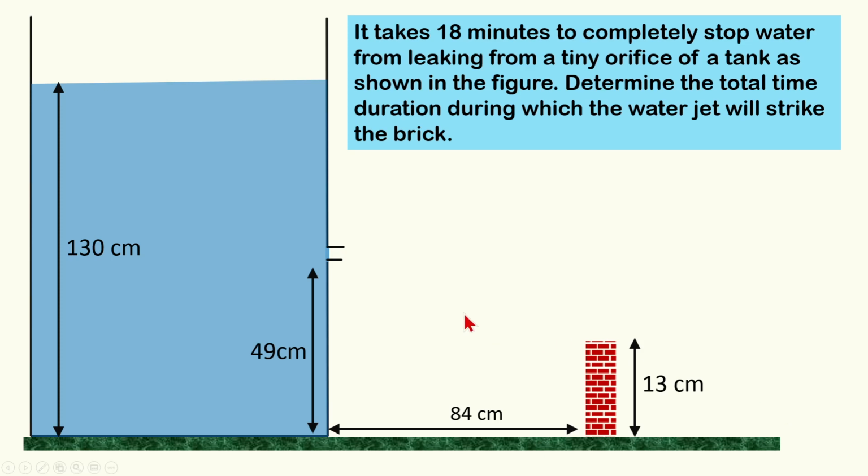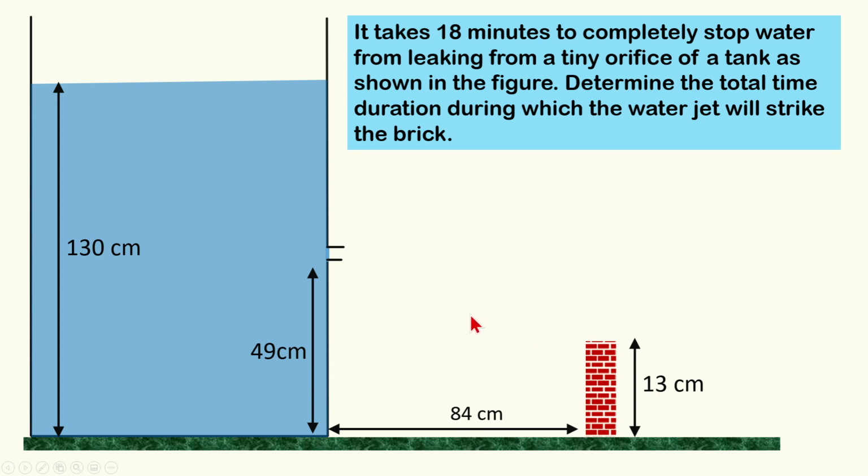Hello students. In this question, a large tank is filled with water up to a height of 130 centimeter. There is a small orifice from which water is coming out, and the orifice is at a height of 49 centimeter from the ground, and at a distance of 84 centimeter there is a brick of height 13 centimeter.